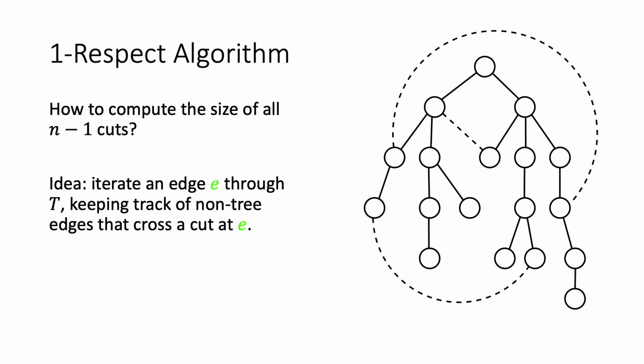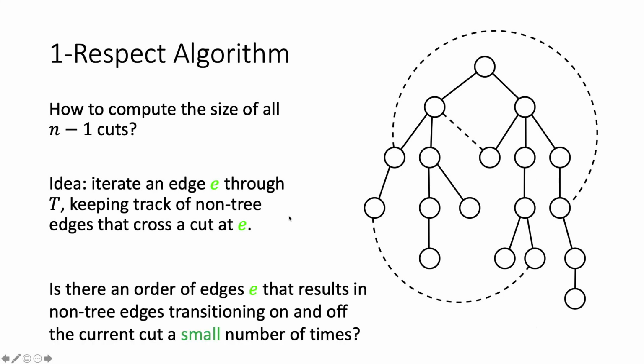So that was actually quite easy to do when I iterated this edge E through a path. However, I need to determine all the cuts for the entire tree. So is there an ordering of the edges E that I'm selecting that results in non-tree edges transitioning on and off the current cut a small number of times? With the path, the non-tree edges just transitioned on and off at most once. But is there a way to ensure this when I do it for the whole tree? And this is the chief question that separates our work from Carter's.